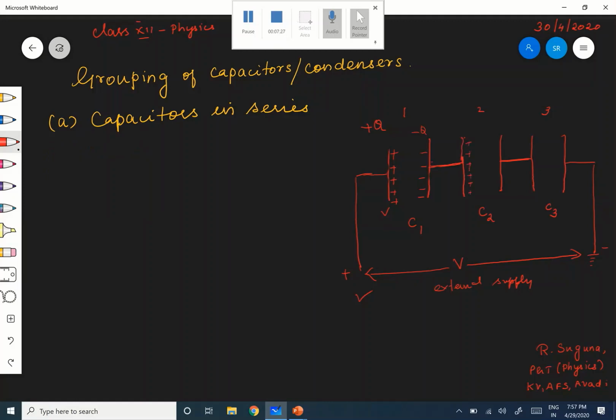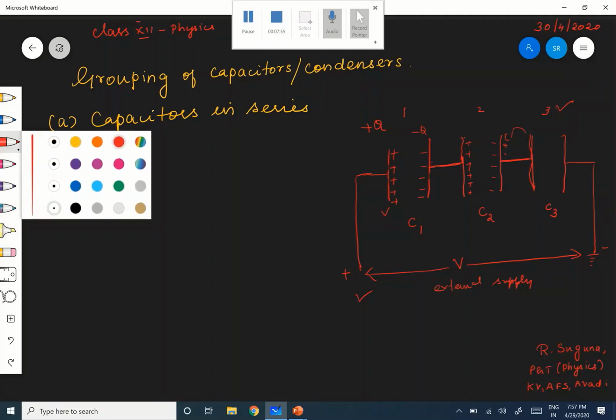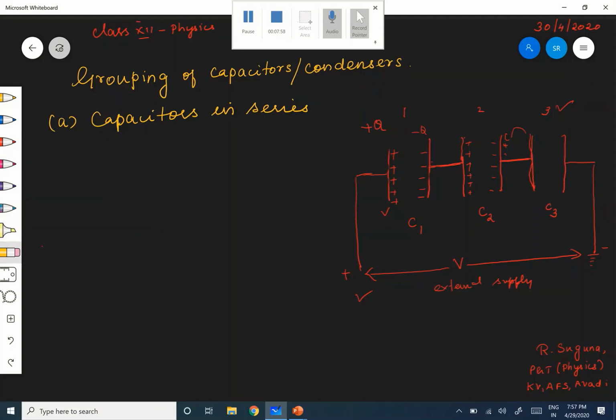Once again, what will happen? Because of that, the right plate will become negative and this side will become positive, but that is being nullified by the electrons from the third plate. Third capacitor, left plate of third capacitor. Are you following? In the third capacitor, the left plate is A. From there, electrons will be coming to nullify these charges. Therefore, it will go off.